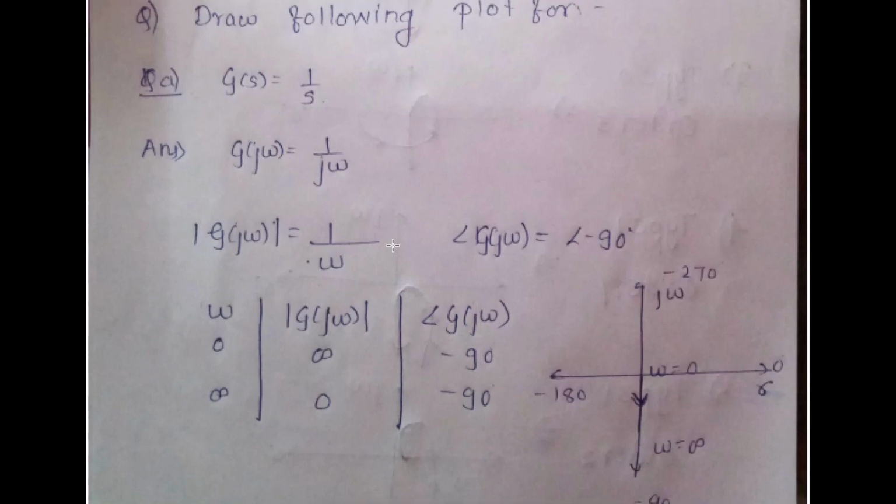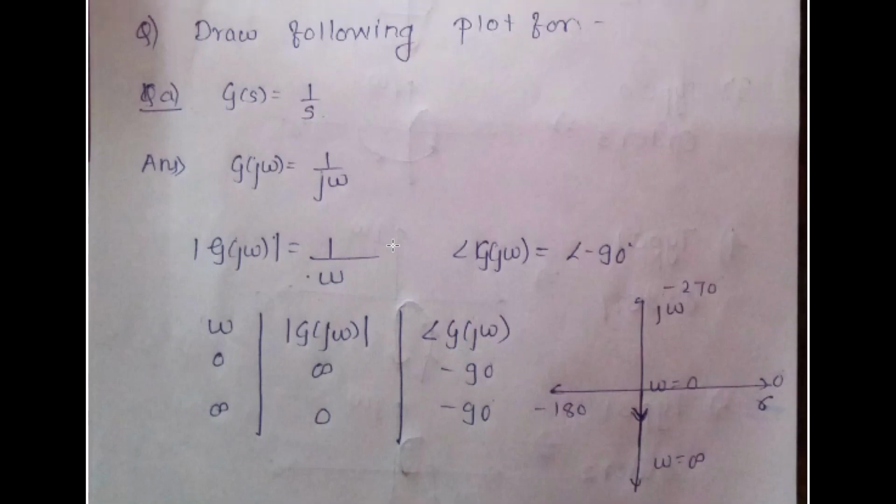Now we are going to draw this plot. The g of s is given to you. You have to find out the plot from it. So how do you draw a plot of such questions? Just write down s in terms of j omega. The magnitude is 1 upon omega and the angle is minus 90. If I put the value of omega as 0, I get magnitude as infinite, and if I put the value of omega as infinite, I get magnitude as 0. Similarly, the angle is minus 90 and minus 90.